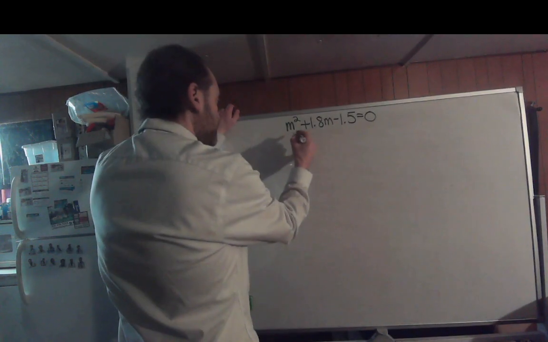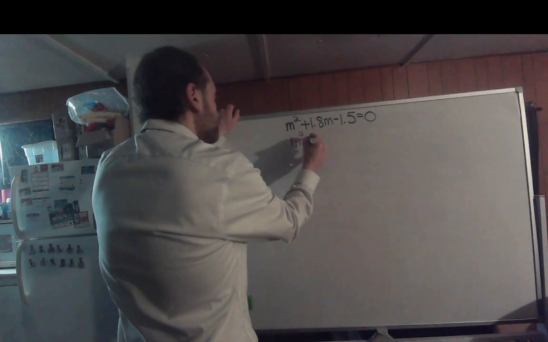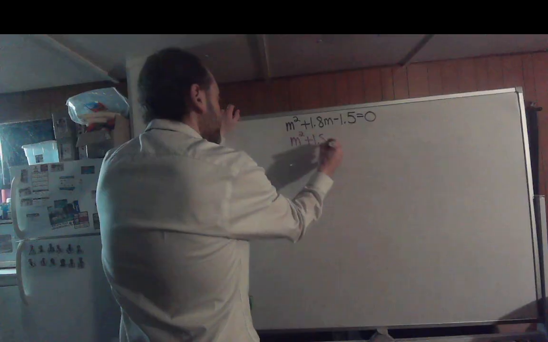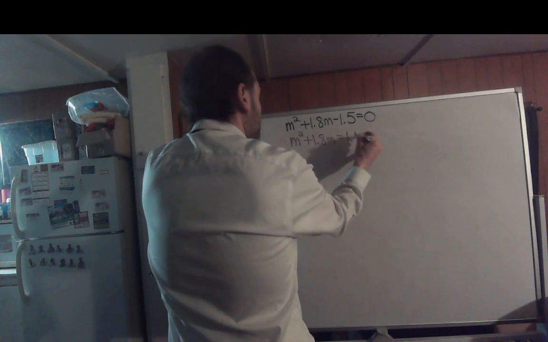All right, let's see. We have m squared plus 1.8m minus 1.5 is equal to 0. So m squared plus 1.8m minus 1.5 is equal to 0. Well, of course, let's get rid of the constant term out of the left-hand side, so add 1.5 to both sides. You would get m squared plus 1.8m would end up equaling 1.5.